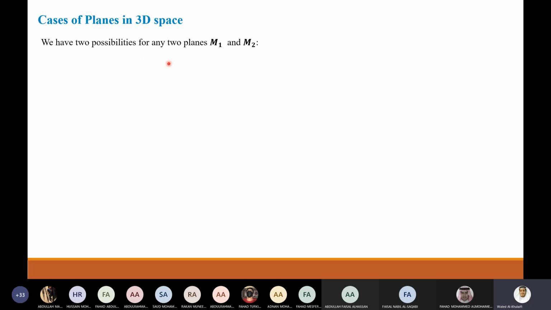Yeah, so we said that there are two cases for the planes. They are either parallel, but when you say two planes are parallel, how can we determine this? If the normal vectors are parallel. Remember, each plane has a normal vector. So if these normal vectors are parallel, then we say that the planes are parallel. The second case is that the planes may intersect, but in this case, if the planes are intersecting, it will produce a line.